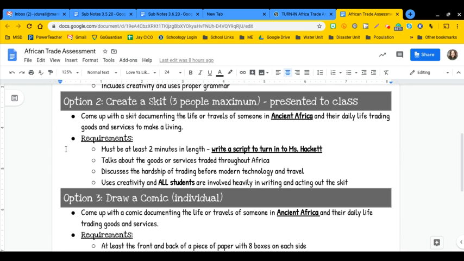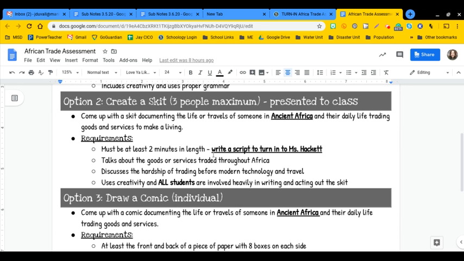Same concept for this option. Again, you're coming up with a skit documenting the life or travels of someone in ancient Africa and their daily life trading goods and services in order to make a living. So pretty much the same idea as the short story, except this time you're performing it for the class. It needs to be at least 2 minutes in length. Keep that in mind, because if it is not, you will get docked points for that.